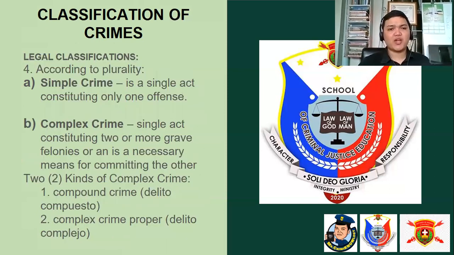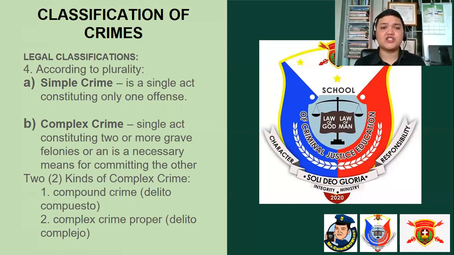So, number 4, we have the classification according to plurality. We have letter A, simple crime, a single act constituting only one offense. So it is called simple crime when there is a single act and you produce only one offense. Letter B, we have the complex crime.